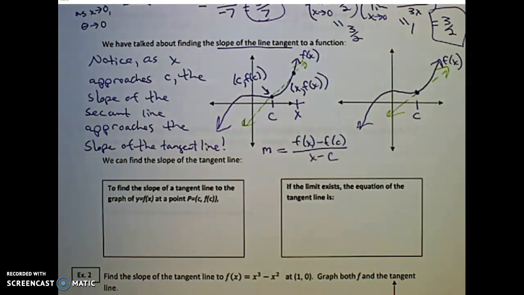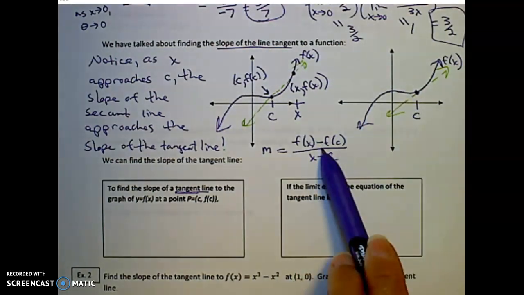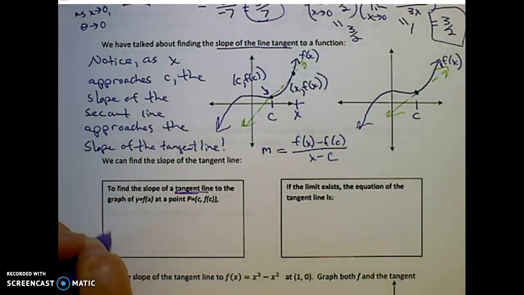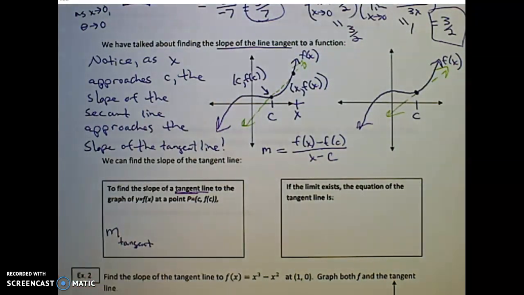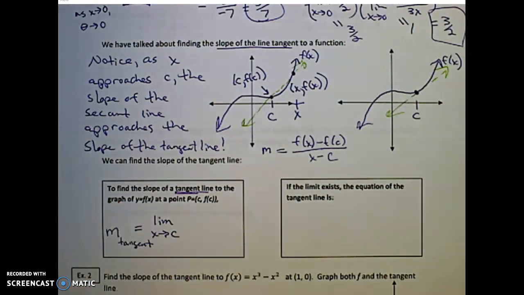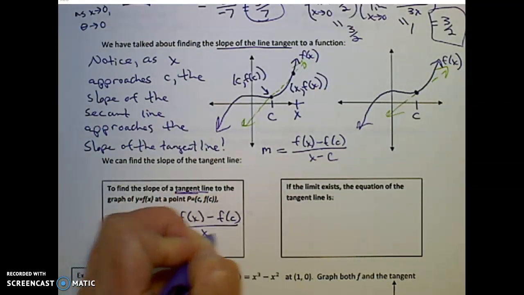Okay, so that's how we would find the slope of the secant line. That means to find the slope of a tangent line, I can actually use a limit. As x values get closer and closer to c, that slope approaches the slope of the tangent line. I'm going to use the subscript notation. The slope of the tangent line will equal the limit as my x value approaches c of that slope, f of x minus f of c all over x minus c.